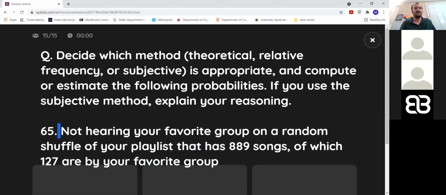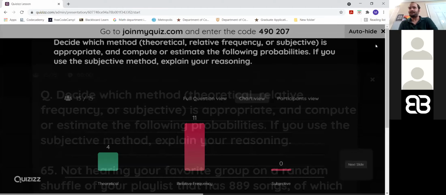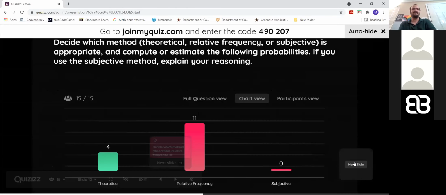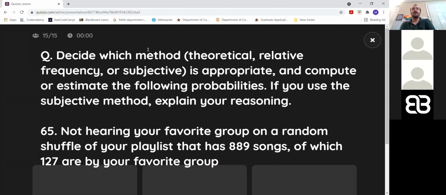This seems like it's trying to predict what's going to happen when I listen to my songs. That's the way I read it personally. That's why I said theoretical. But I think the important thing is that you know the distinction between these. This may not be the best example to distinguish them. Theoretical is predicting what's going to happen. Relative is looking back on a study. You're looking at what did happen.